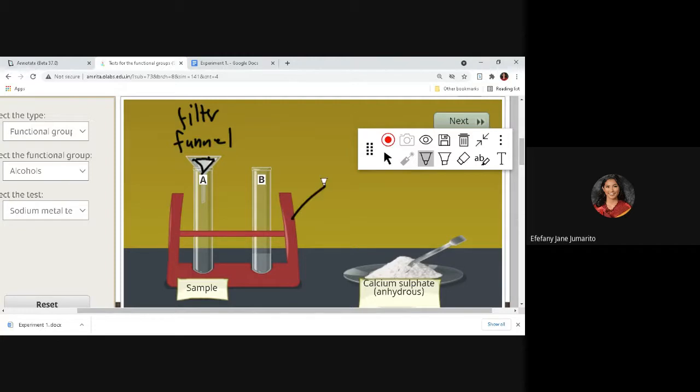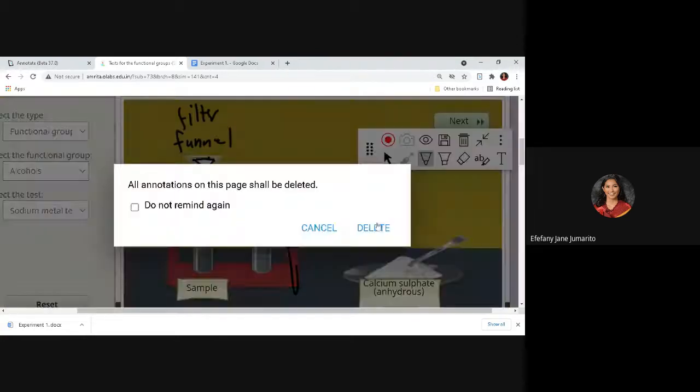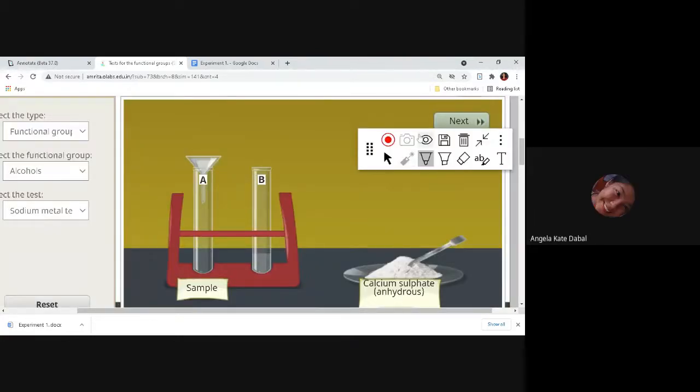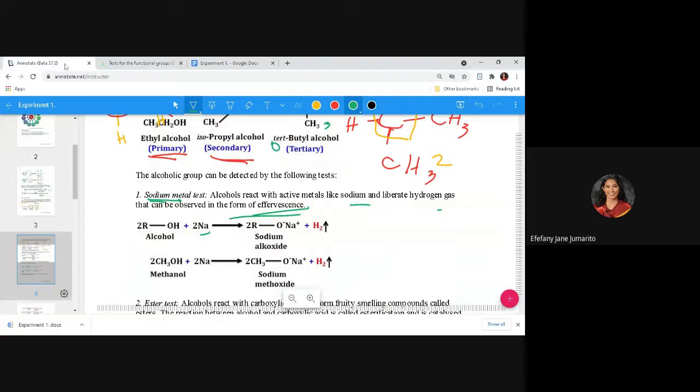Okay, what do you call this one? This is the test tube rack. Then this one, your containers, are test tubes. So we are done, the filtering is finished, class. And then after filtering, next.